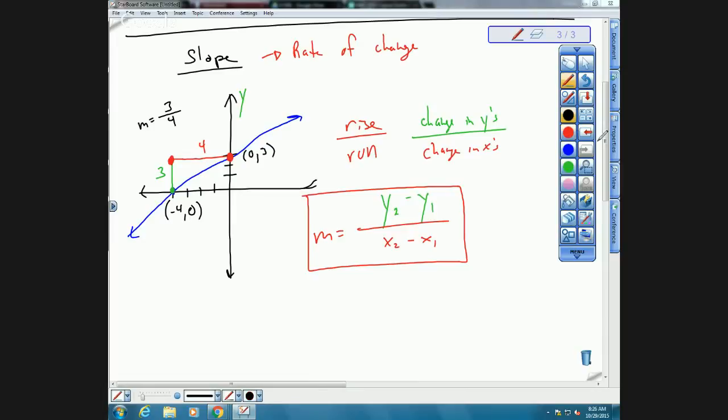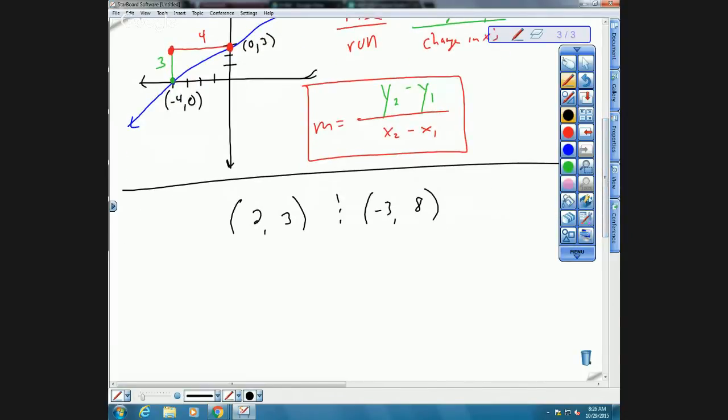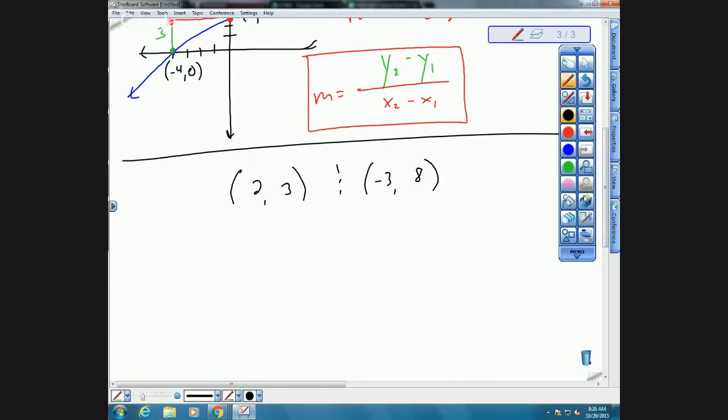All right, so again, we'll do this so we don't have to graph these. So if I had the points (2, 3) and (-3, 8), let's find the slope given just the 2 points. I could graph these 2 points and then count, but that's going to take way too long. So let's use this formula that we have right here.